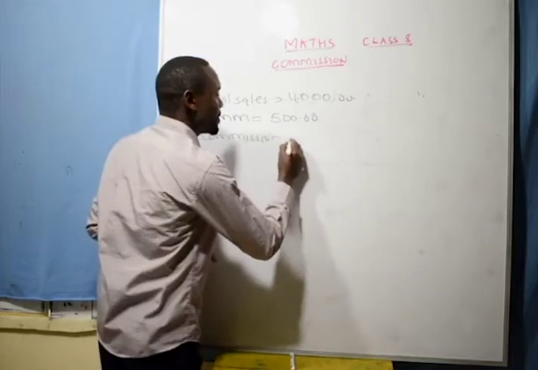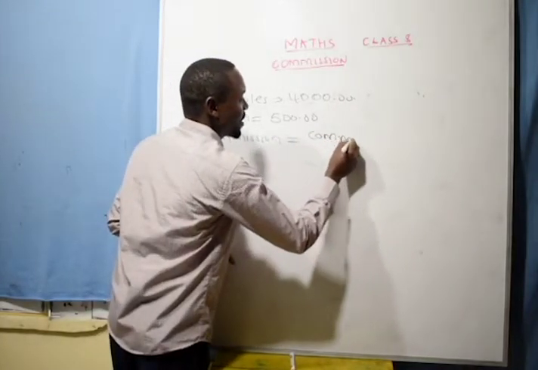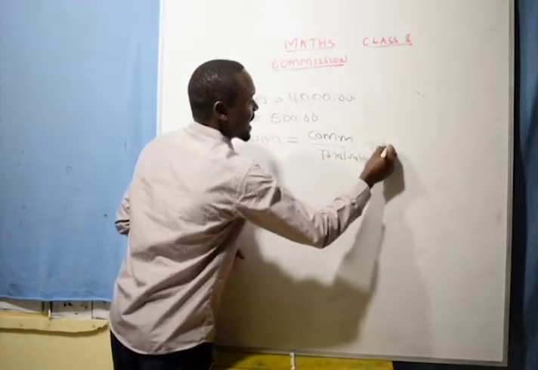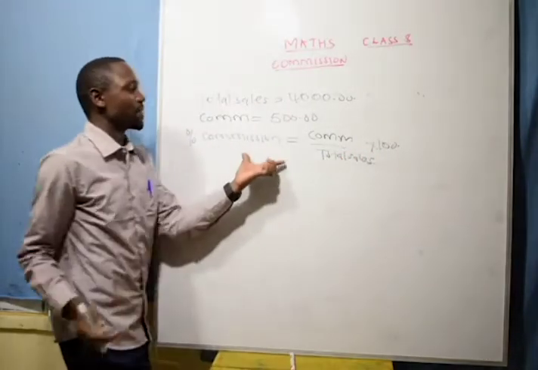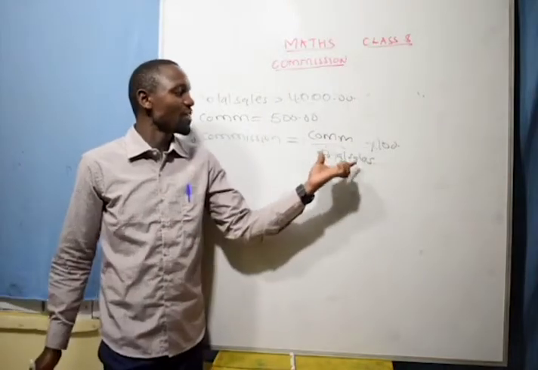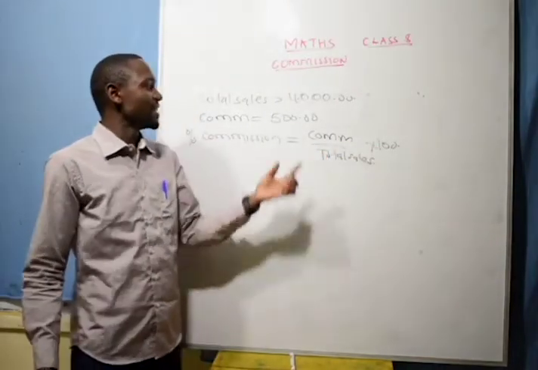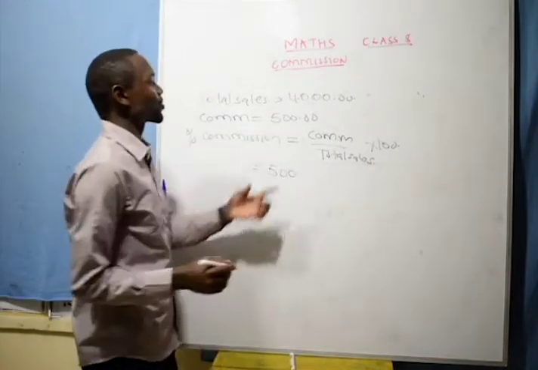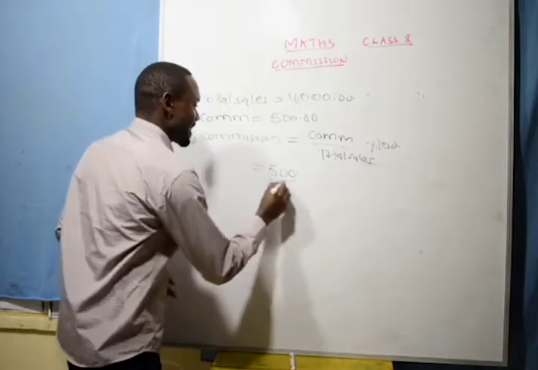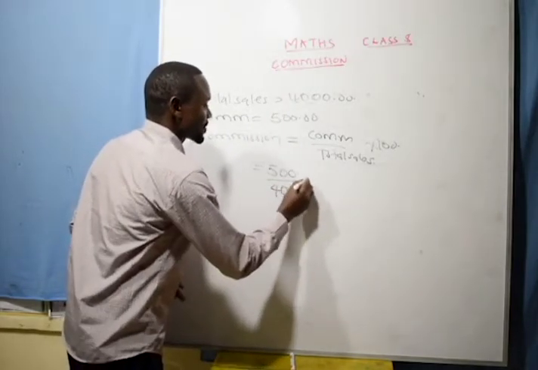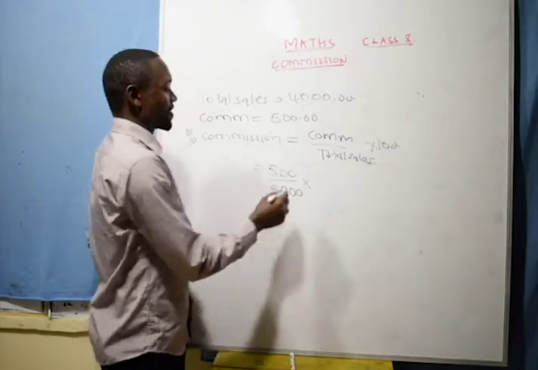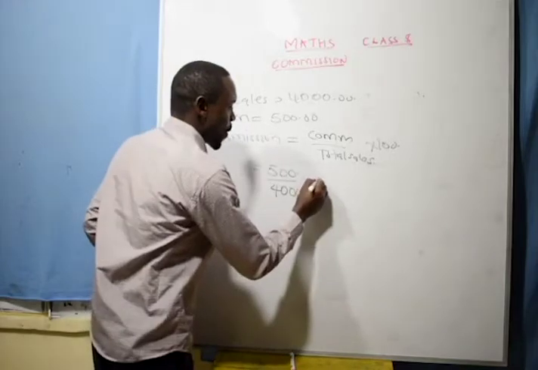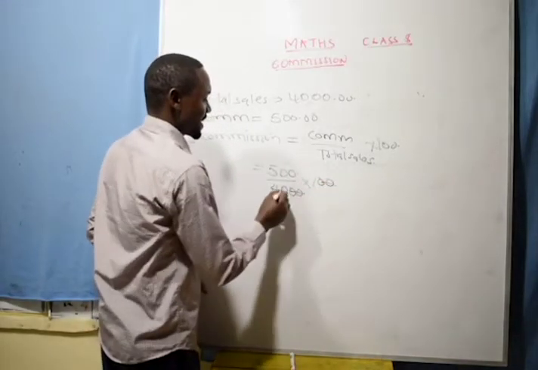Remember, we say percentage commission is equal to the commission over the total sales times 100. That is how we get percentage commission. For example, the commission here is 500 shillings, and you sold the goods worth 4,000. That is the total sales. So the percentage commission will be the commission, that is 500 shillings, over the total sales, which is 4,000, times 100.